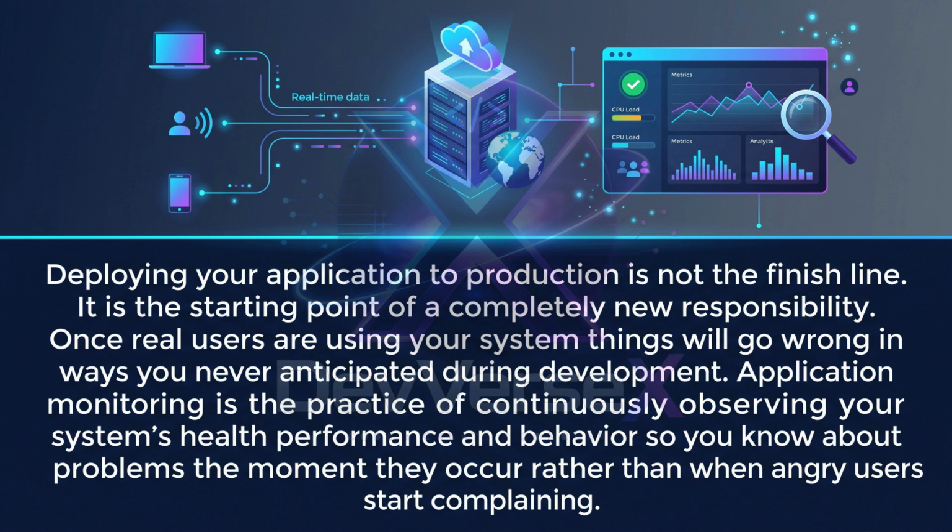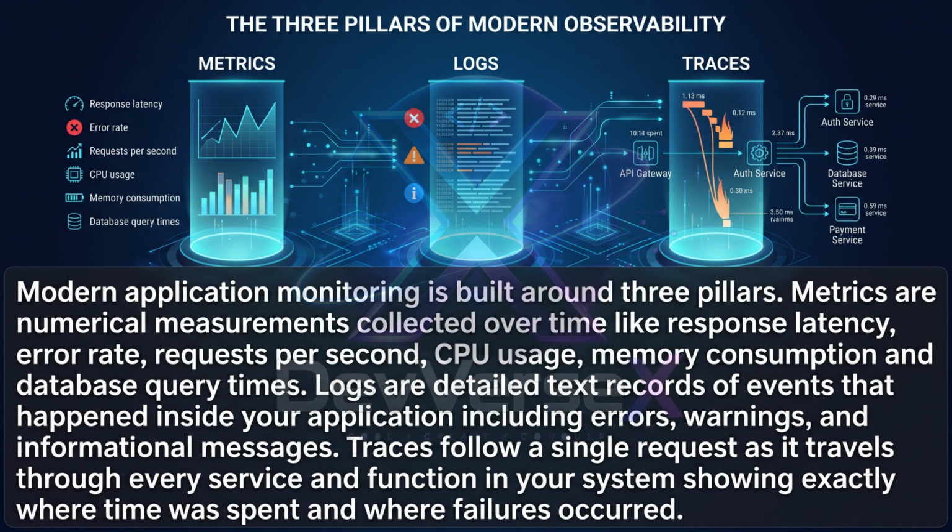Application monitoring is the practice of continuously observing your system's health, performance, and behavior so you know about problems the moment they occur rather than when angry users start complaining. Modern application monitoring is built around three pillars.